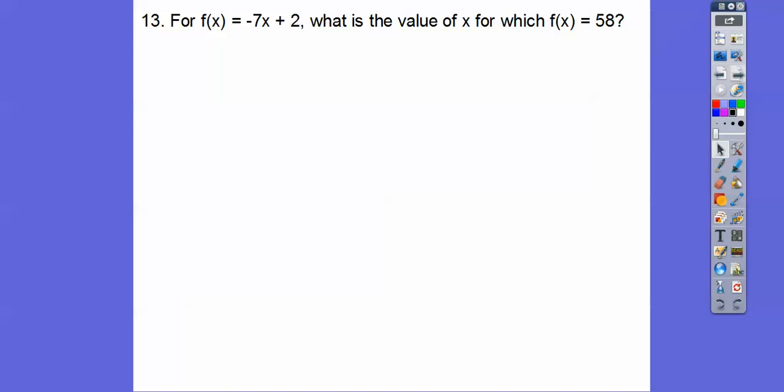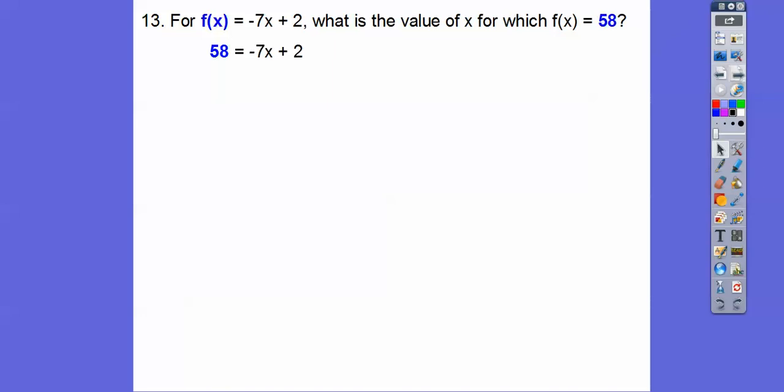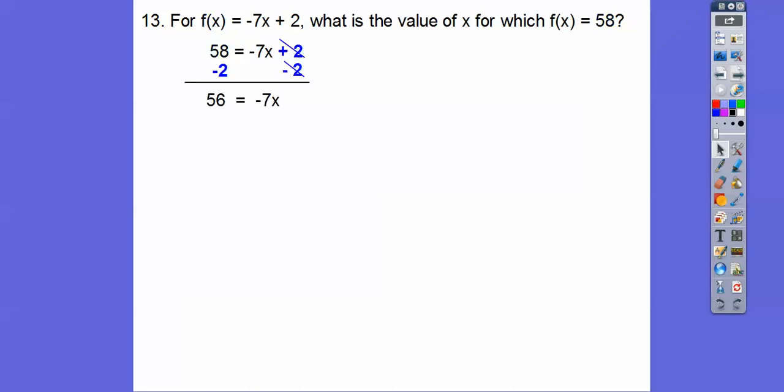Okay, so for f of x, which is just negative 7x plus 2, what's the value of x that makes f of x equal to 58? Well, if f of x equals 58, let's just set it equal to 58 and solve for x. So we'll subtract 2 from both sides, and 7 times 8 is 56, so negative 7 times 8 is also negative 56 right there. So we get x equals negative 8, okay?